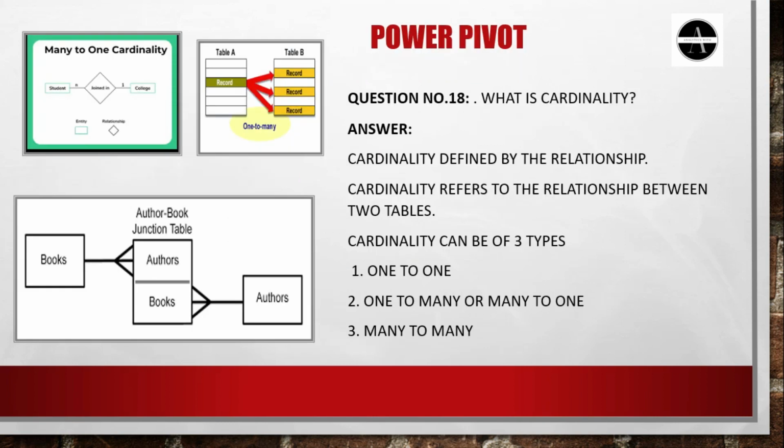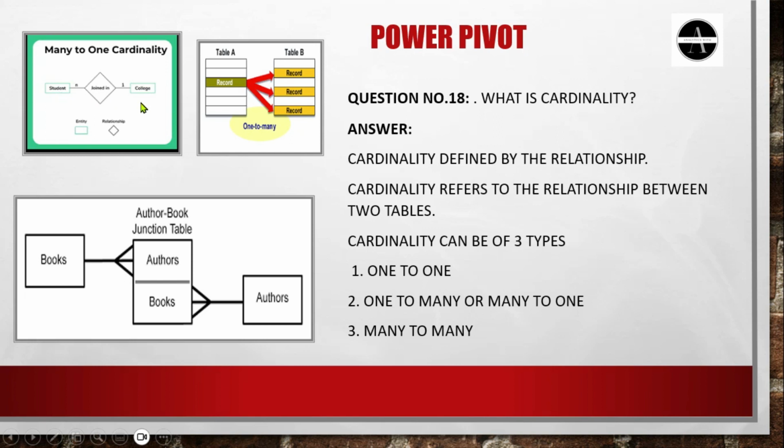Next question in Power Pivot is, what is cardinality? Cardinality is defined by the relationship. It refers to the relationship between two tables. There are three types of cardinality. First is one-to-one. For example, a student is taking admission in one college. So this will be a one-to-one relationship.